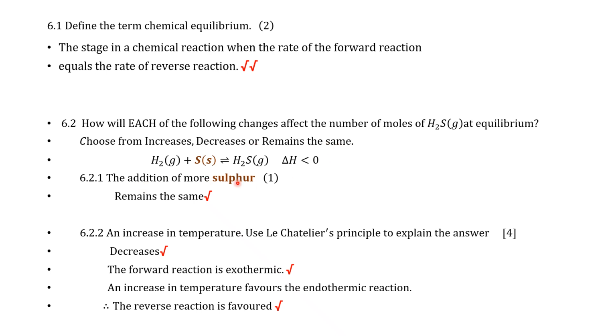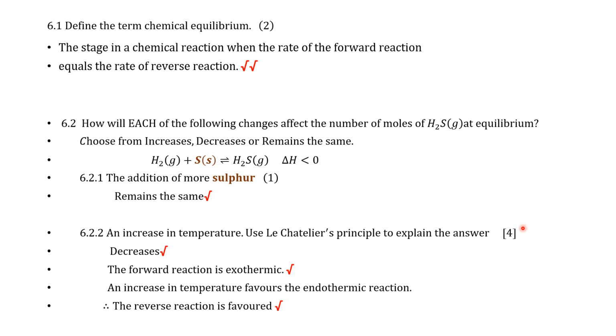The addition of more sulfur. As you can see, sulfur is a solid. The only things that affect or disturb equilibrium in a closed system are temperature, pressure, and concentration. So adding more solid here will have no effect on equilibrium, therefore it remains the same. 6.2.2, an increase in temperature.